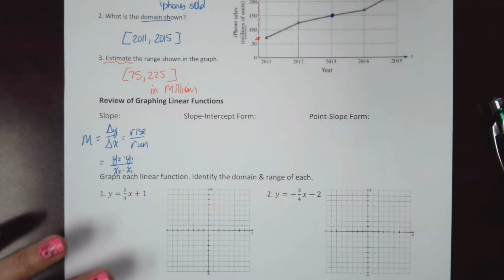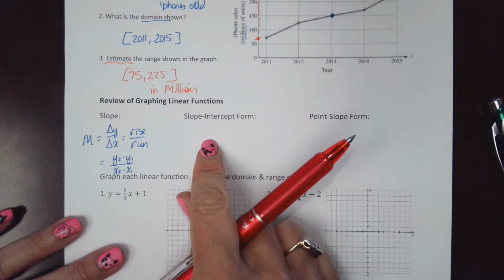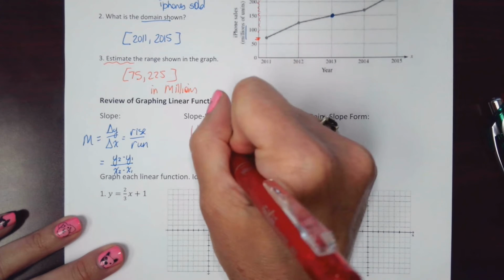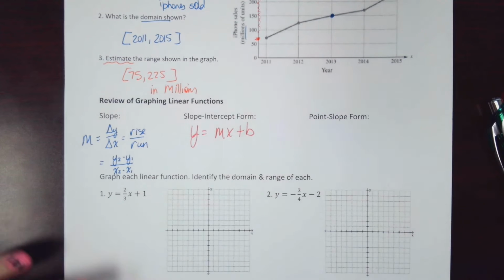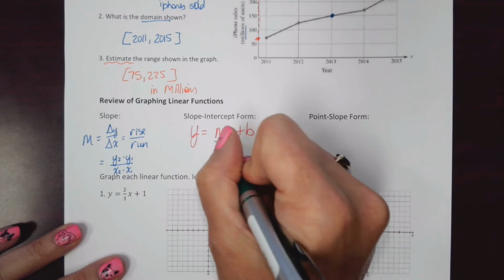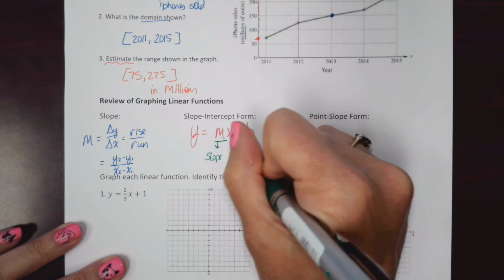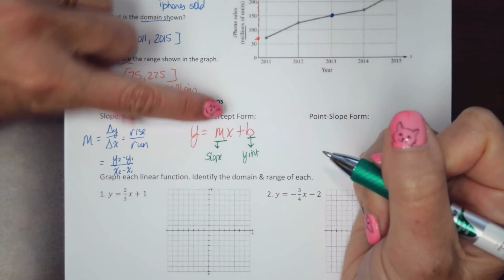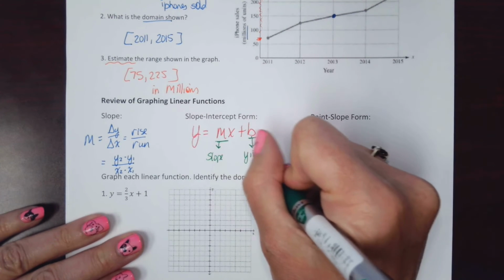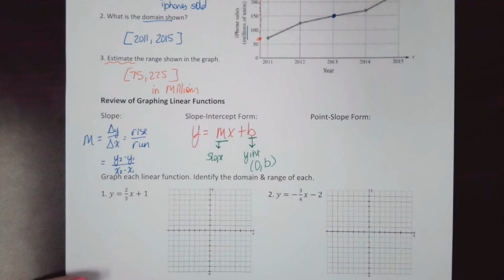The slope-intercept form of the graph, that is my most used function form of the linear function. It's my go-to. It's where I am headed typically when I'm working with a linear function, y equals mx plus b, where m is my slope and b represents the y-intercept, because if I plug in 0 for x, this term goes to 0 and I'm left with b. So my y-intercept is 0, b, whatever that value is given as.